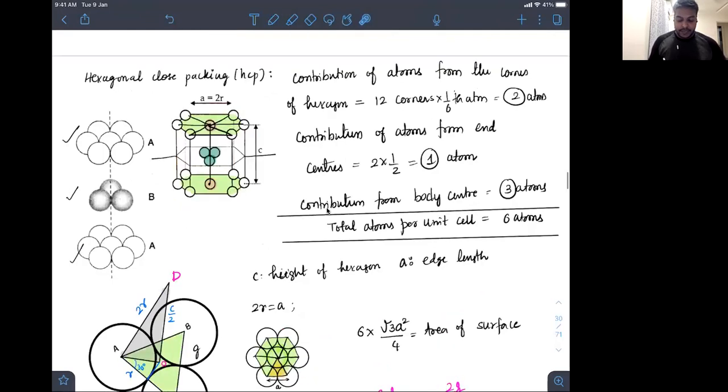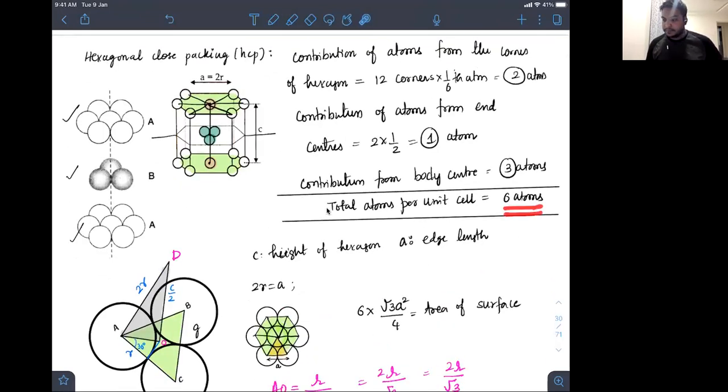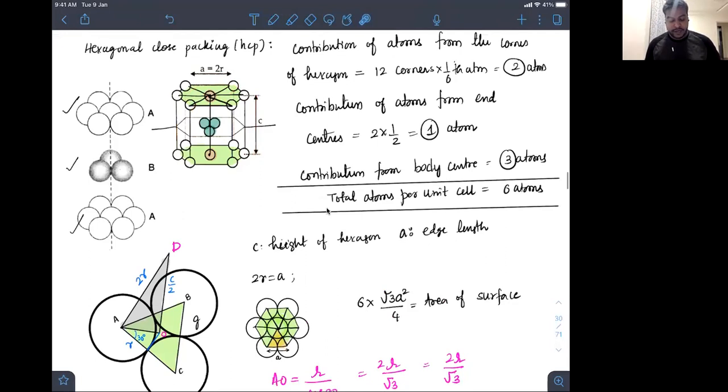Right. So we have a total of 6 atoms here, and now you see that this is the height which we are talking about, and which is equal to C. I have given this as C. And if you find the surface area and multiply that with height, you will get the volume of the hexagon. And that's what we are trying to find out now.